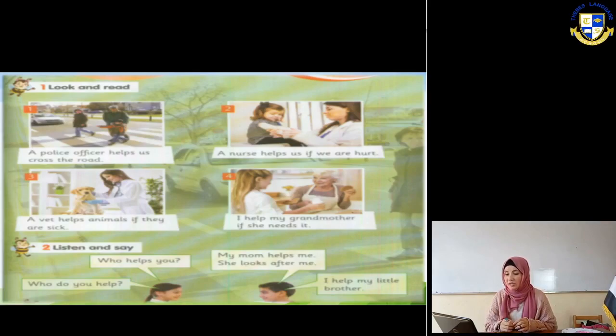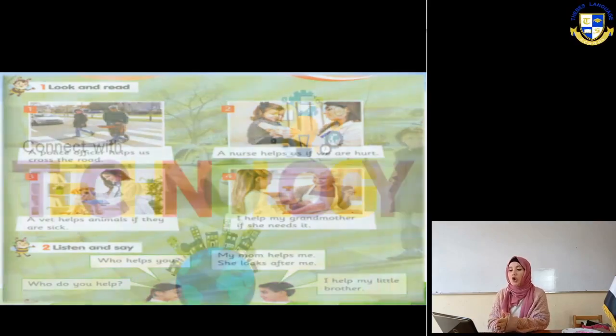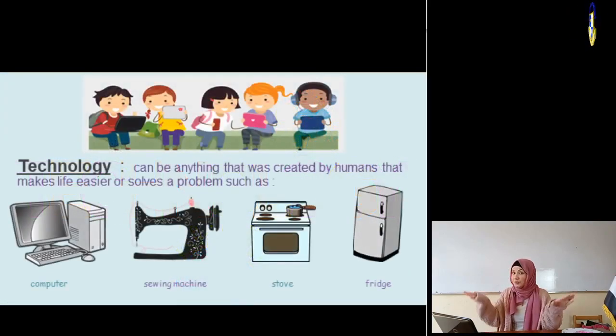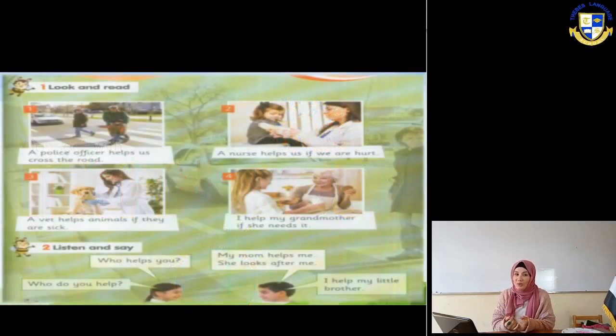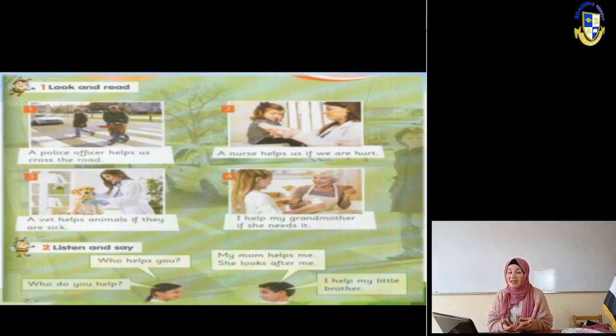Now, exercise number 2, listen and say. The girl is asking the boy, who helps you? Of course, all of you, primary 1. Who helps you? My mom helps me. She looks after me. What's the meaning she looks after me? She's taking care of me, okay? Who do you help? I help my little brother, of course. And I said before that we use who, W-H-O, to ask about a person, a human being, okay?